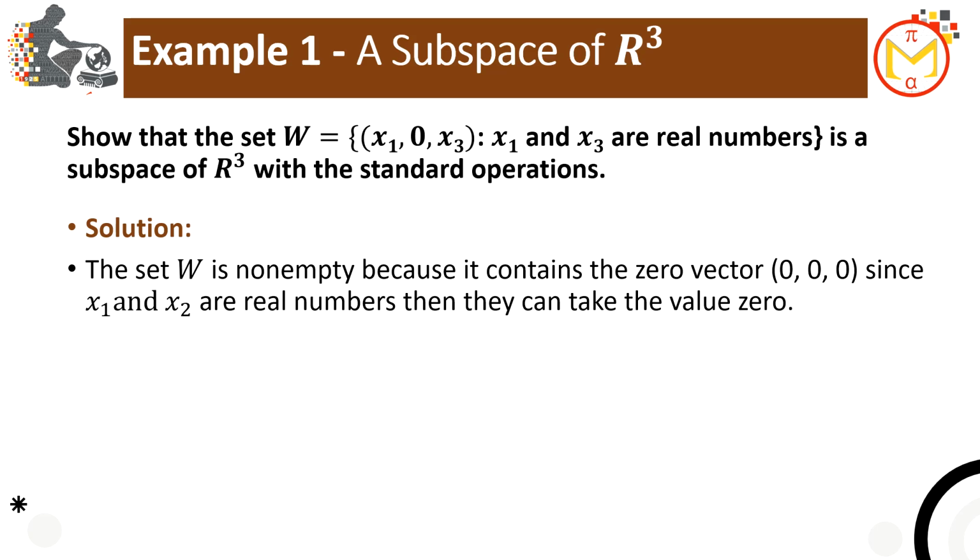So again, x sub 1 and x sub 3 belong to the real numbers, and remember, 0 belongs to the real numbers. So if x sub 1 and x sub 3 are real numbers, we can have the zero vector. Again, in your property, when you say non-empty set, it contains a zero vector.